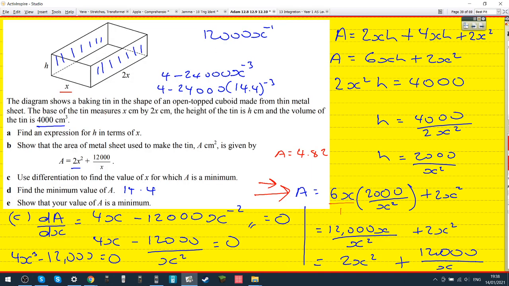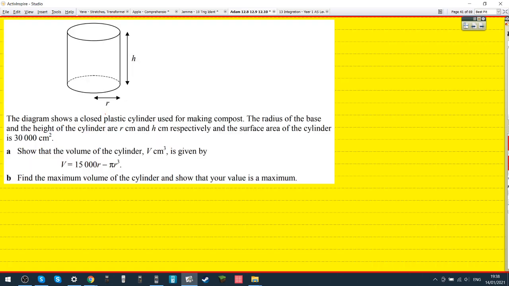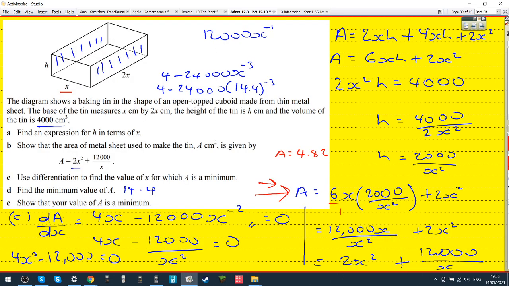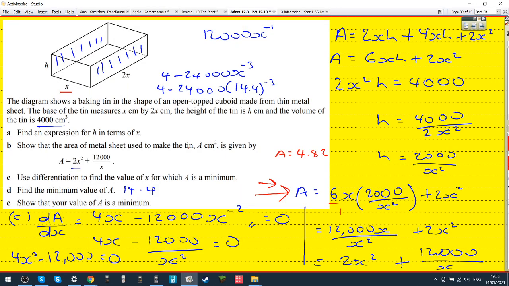Let's see. And what was it saying? Find the minimum. Show that your value is a minimum. Double derivative. This one here, when we had the x to the minus 3, you actually just solve that, I think, and you get x equals 12. No. All right, I think it's all right. Yep. Any questions there? No.